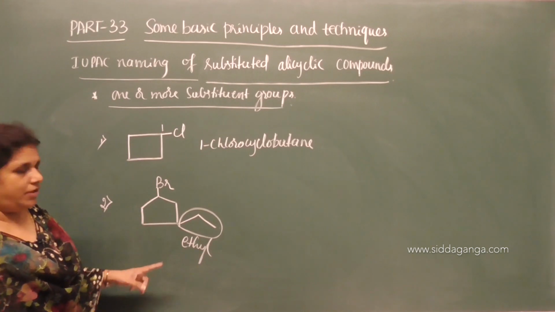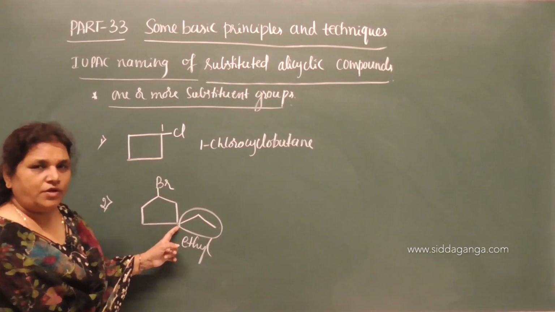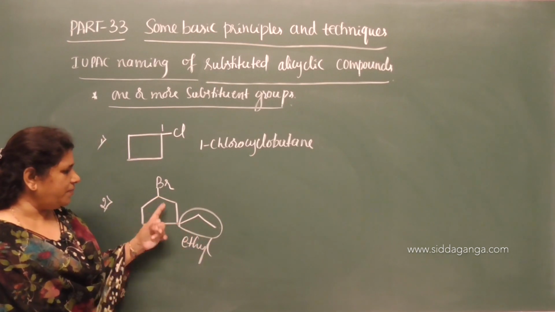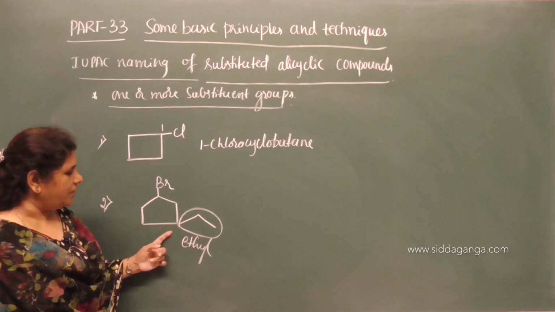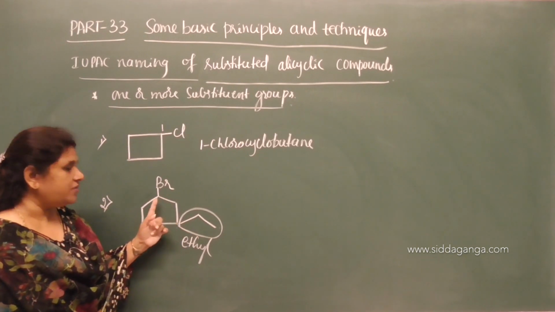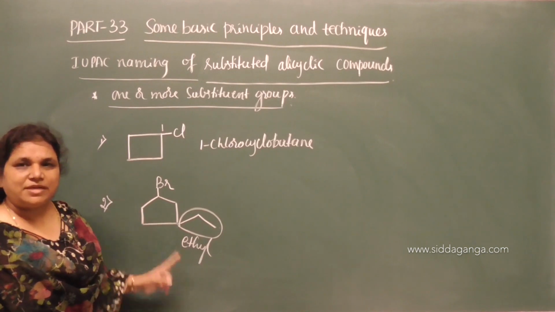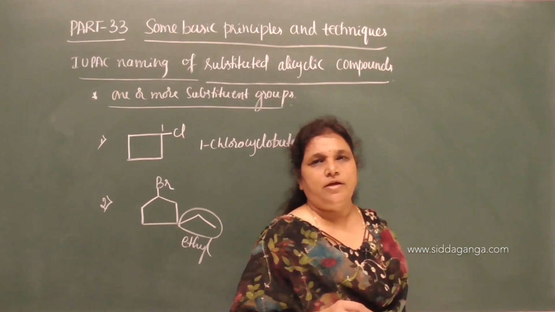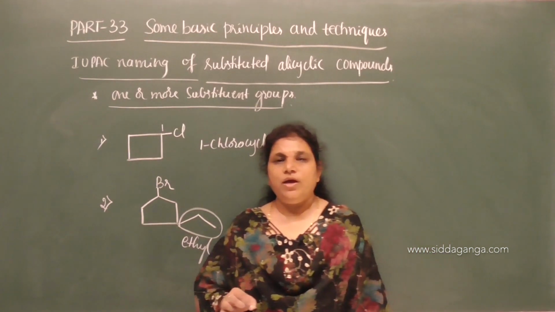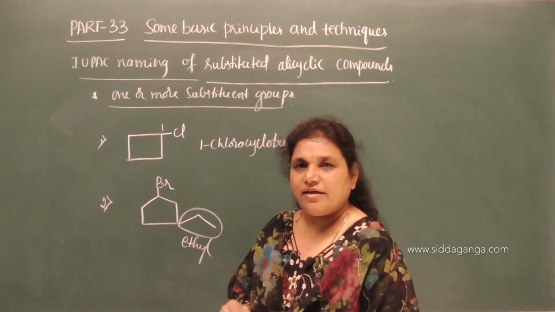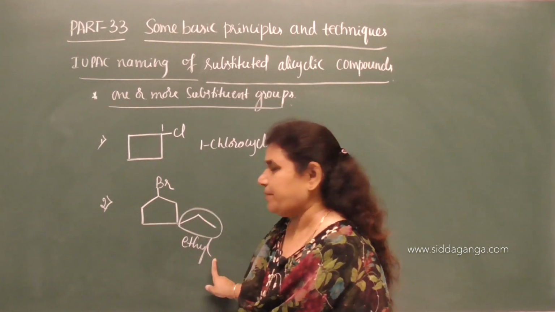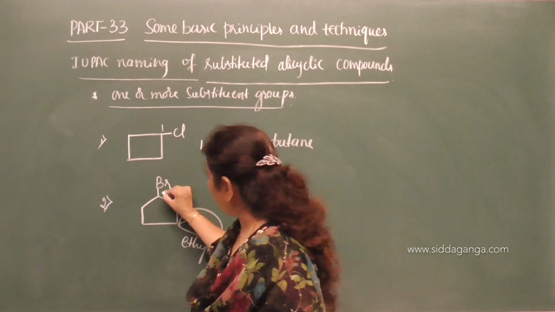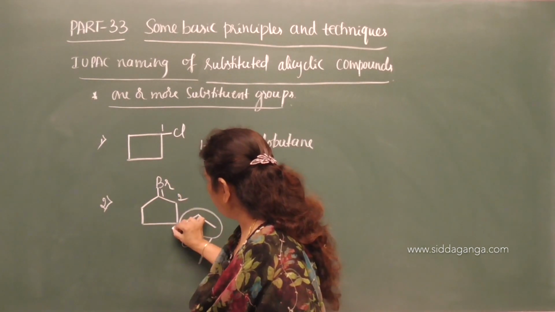Now you give the number 1, 2, 3. You can give the number from this end to this end, 1, 2, 3. 1 plus 3, 4. Or else you can give the number from this end, 1, 2, 3. So the sum of the locants remains the same. Therefore, now we need to assign the lowest possible number to that substituent group which comes first in alphabetical order. Which comes first in alphabetical order, bromo or ethyl? Definitely bromo. Therefore, 1, 2, 3.